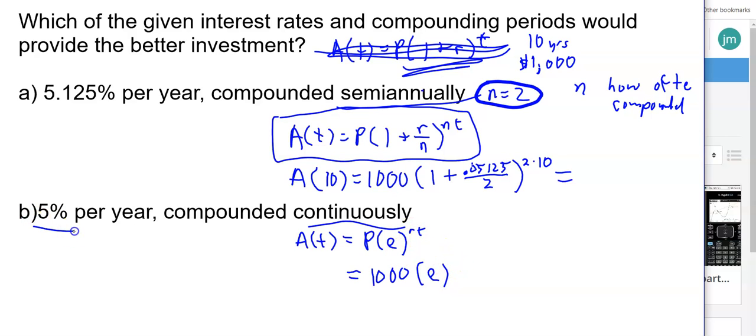This one is going to be the principal, 1,000, same principal, times e to the power of the rate, which in this case is a little different rate. You notice that? This is going to be 0.05. So you get less of a rate, but it's compounded more often. So see if that makes a difference. Times t, which is 10 years. And then we're just going to type that in our calculator and see what we get.